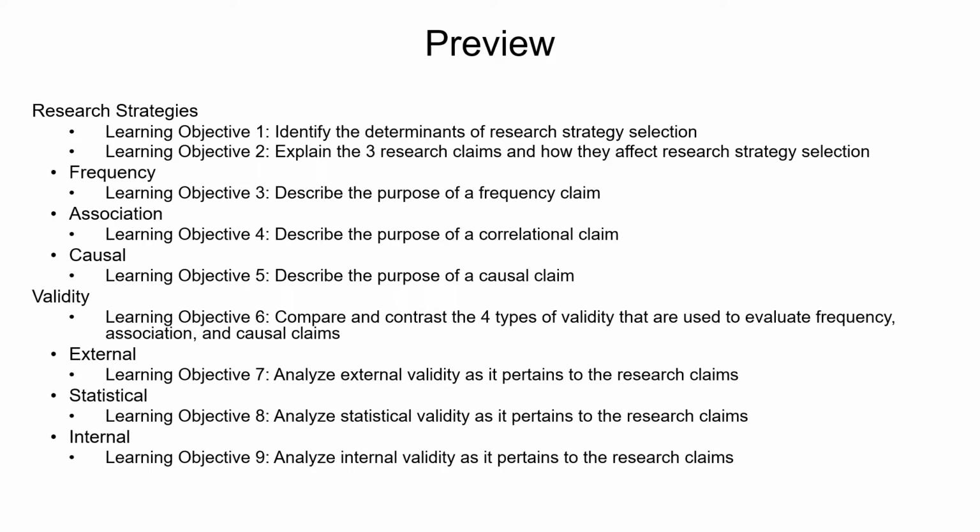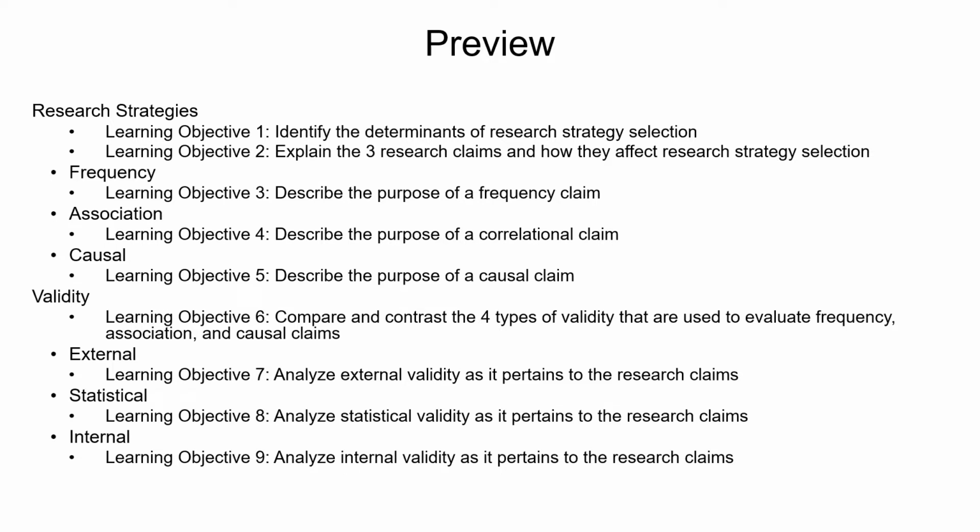Those 3 claims being, first, frequency. Learning objective 3 is to describe the purpose of the frequency claim. Association: describe the purpose of the correlation claim. And causal: describe the purpose of the causal claim. Then we're going to talk about validity again. This is actually different types of validity that we didn't already cover. We already covered the basics of validity and what we're looking at with construct validity. Now we're going to compare and contrast the 4 types of validity that are used to evaluate the frequency, association, and causal claims that we just talked about.